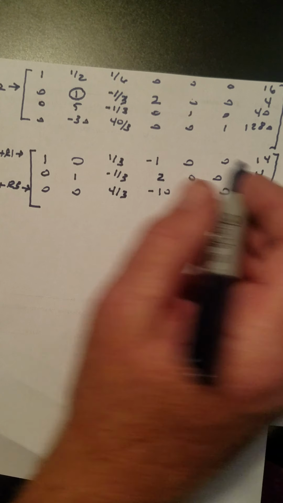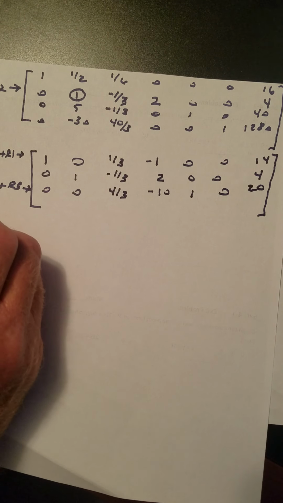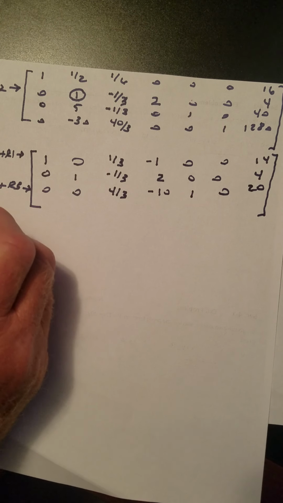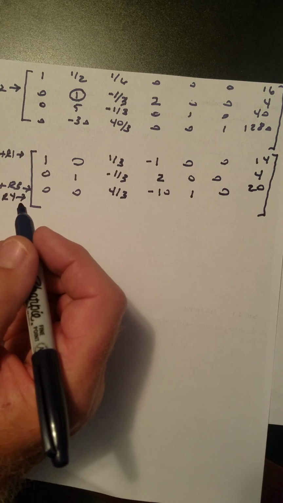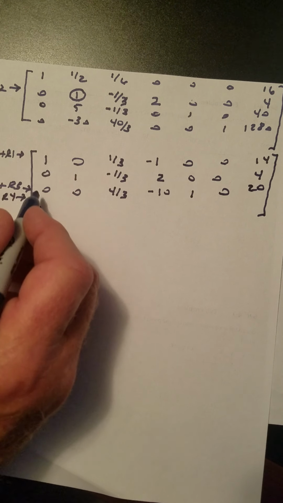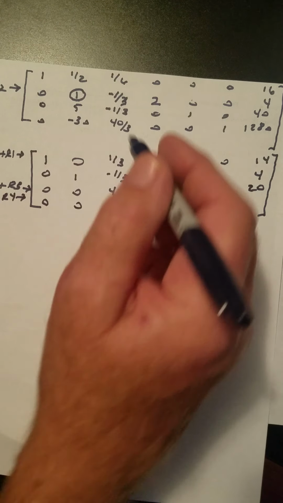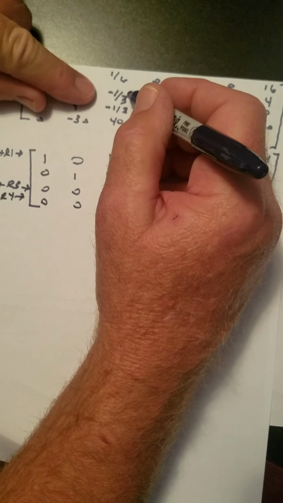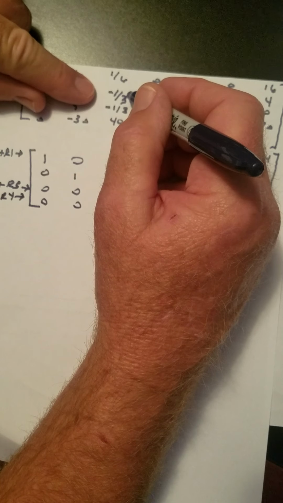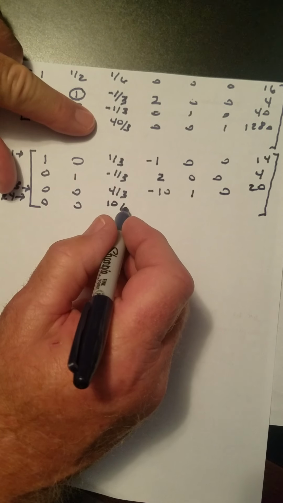Okay, and then the bottom row. Got to get a 0 here. We're going to multiply by 30. So that's 30 times row 2 plus row 4. 30 times 0 is 0, plus 0 is 0. 30 times 1 is 30, plus negative 30 is 0. 30 times negative 1/3. Think of that as negative 30 over 3. Negative 30 over 3 plus 40 over 3 is going to be 10 over 3.